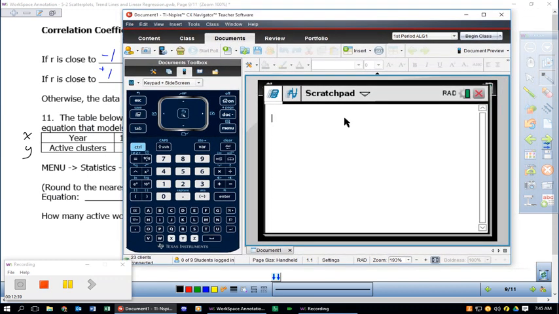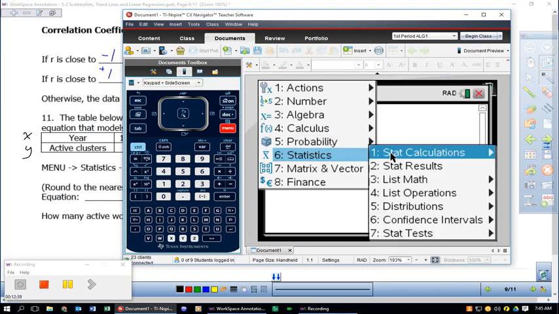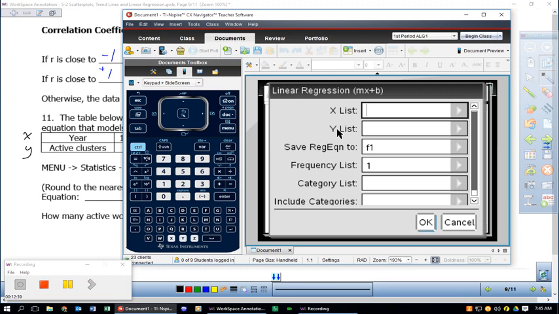Alright, now we've got our numbers here. We're going to go to menu, statistics, stat calculations, and then linear regression. Now if you notice, it says X list and Y list. Our X's are going to be the years, the 2, 3, 4, 5, 6, all the way to 10.